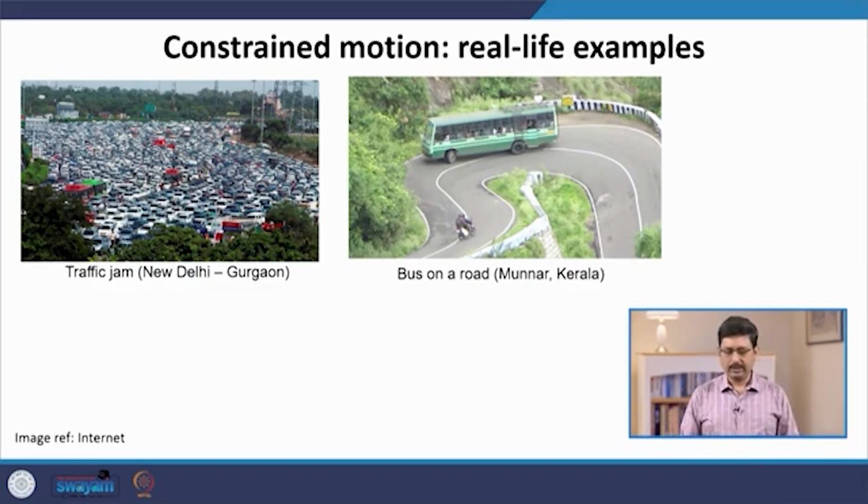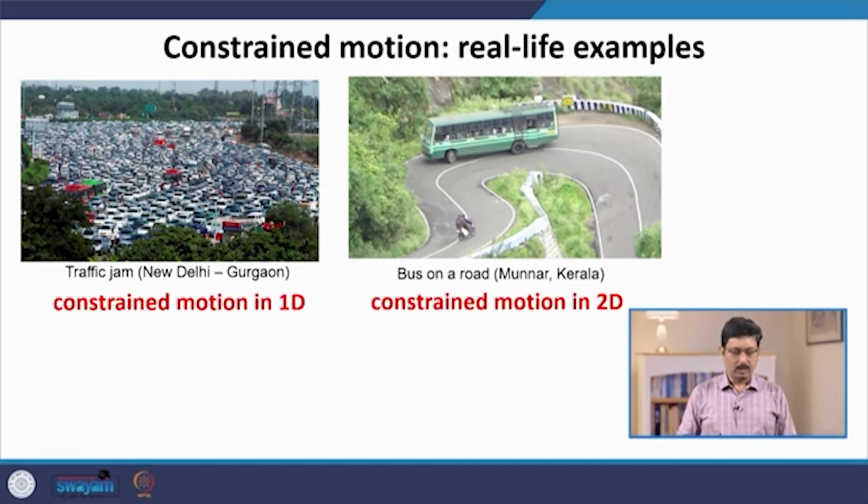On the right hand side picture, I show another example: a bus turning at a bend. In this case, what is the constraint? We may not think about it always, but it is very obvious that the bus can move only along the surface of the road, which means it is not allowed to jump in the vertical direction. In our language, in the left hand side example of the traffic jam, the car can only move along a lane in one direction, so this is a constrained motion in 1D. On the right hand side, the bus is allowed to move along the road. At the turning, if it is going very fast, it can skid sideways, so this is a 2D motion. This is a constrained motion in 2D.